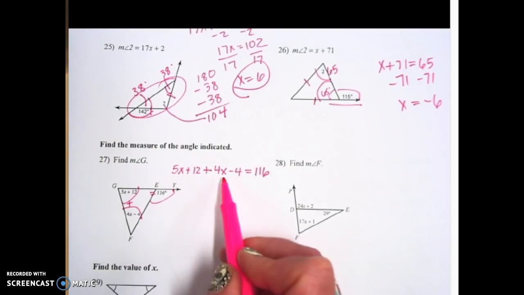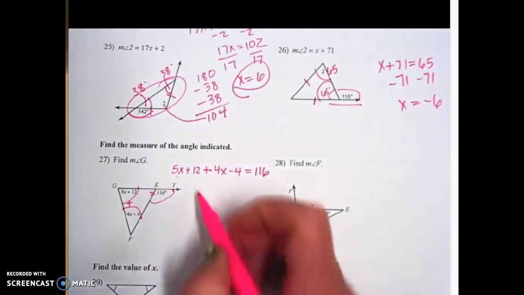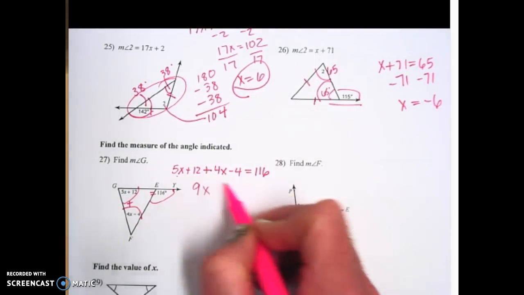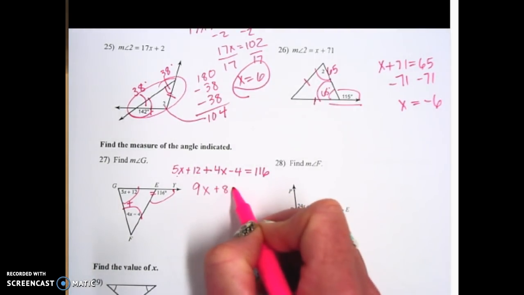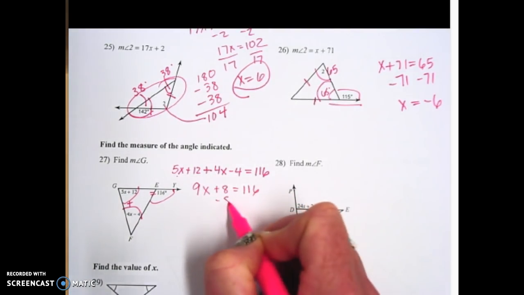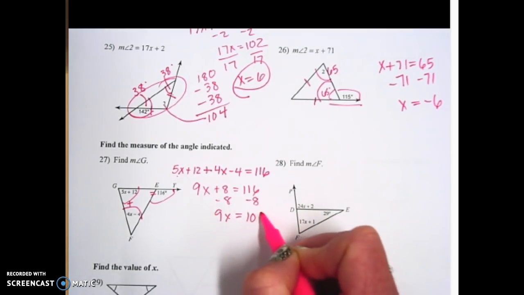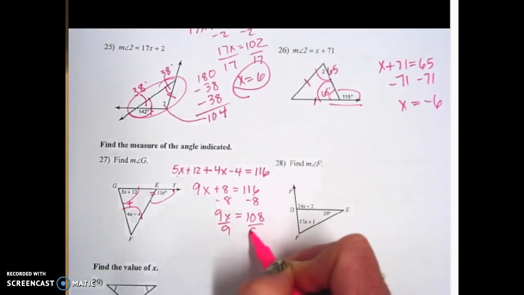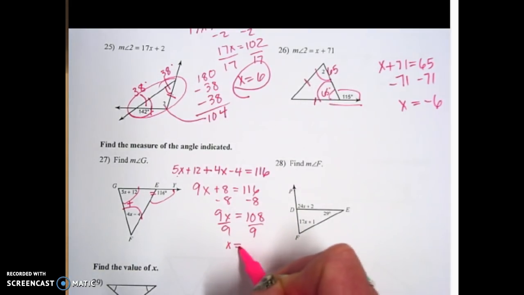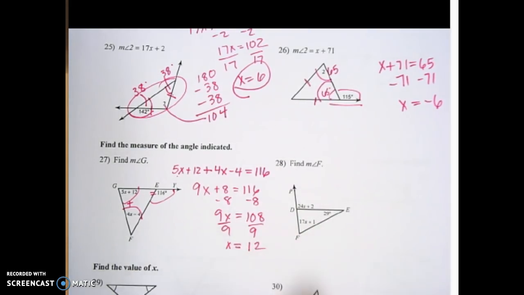Then we're going to combine like terms on the left. So 5x and 4x is 9x. 12 minus 4 is 8. Subtract the 8. That is 108. Divide both sides by 9. We get x equals 12.